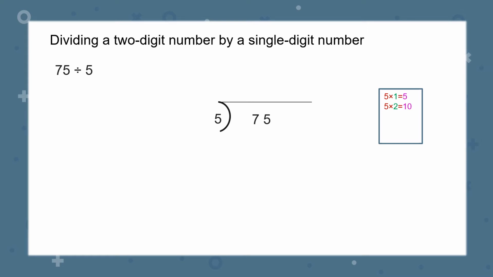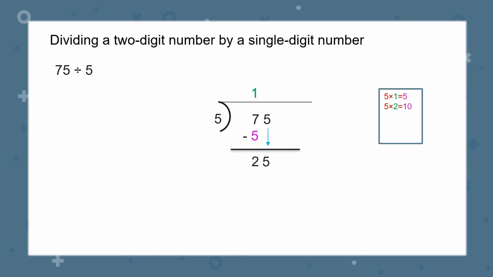So, we will write 1 above the 7 and we will write the product, the answer which we get, below 7. Now we will subtract 7 minus 5. So 7 minus 5, we will get 2. Now we will take the next number to the 7, that is 5, down below. So our number becomes 25.